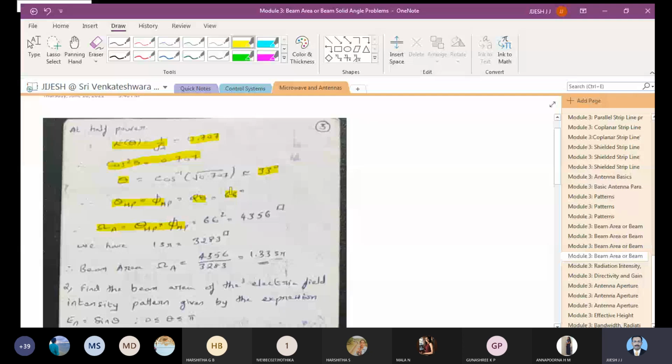So omega can be written as 66 squared, or you get it as 4356 square degrees. You need to apply the relationship of steradian and degree. One steradian is 3283 square degrees. So omega can also be written by dividing by 3283, and you will get 1.33 steradians. In the approximate method, you got 1.33 steradians. In the exact method, you got 1.26 steradians. That is the small marginal variation you can see when you go with the approximate method or the exact method.